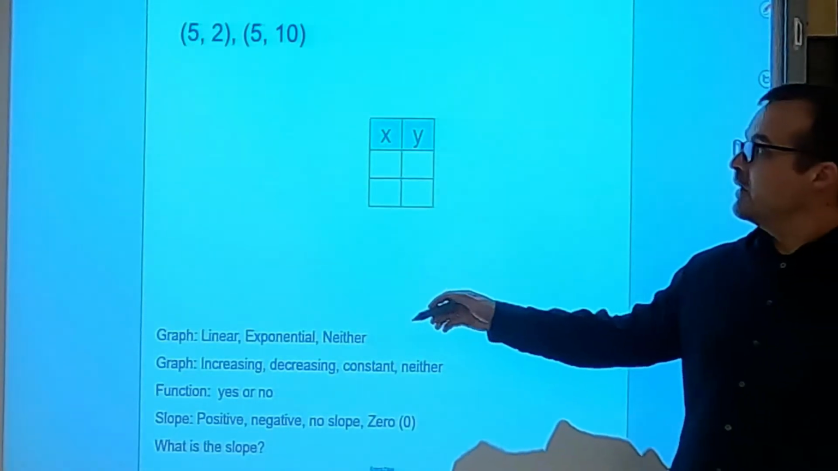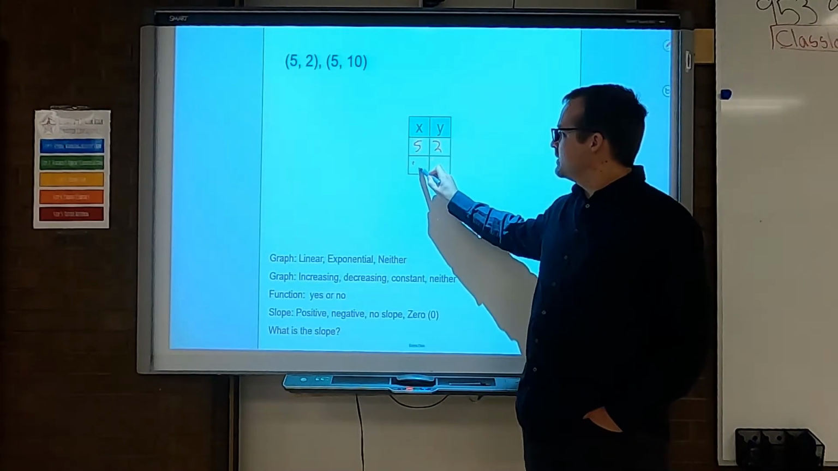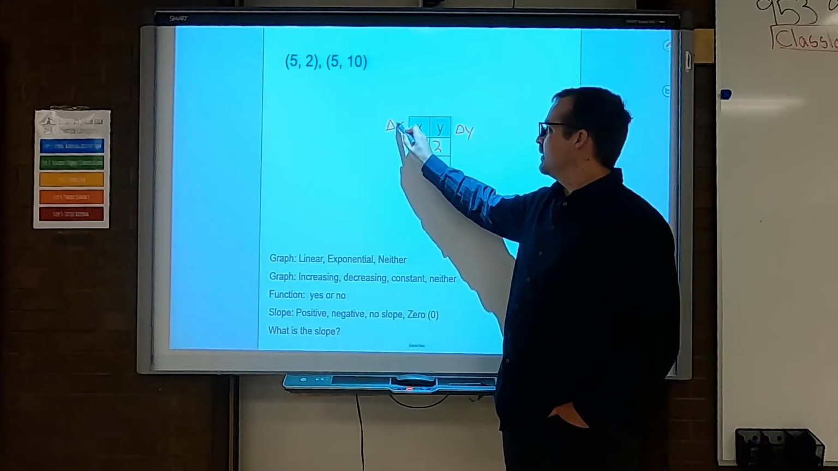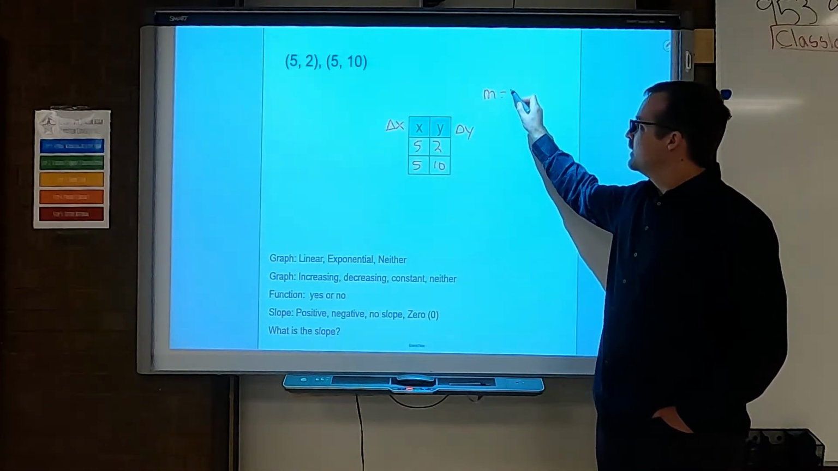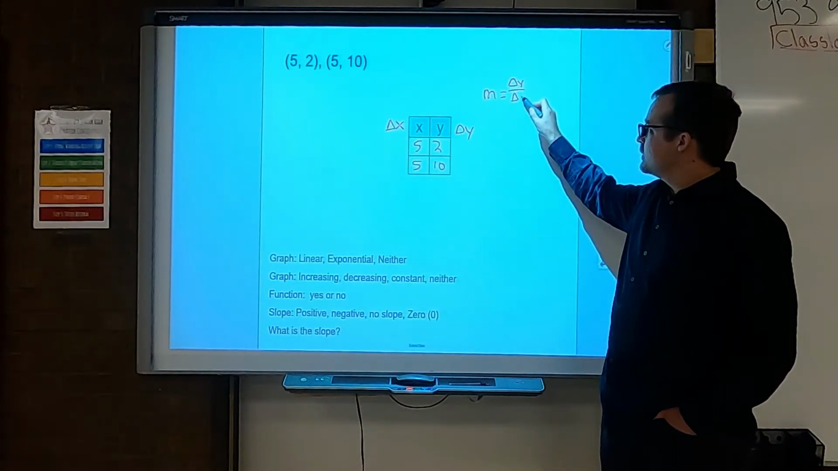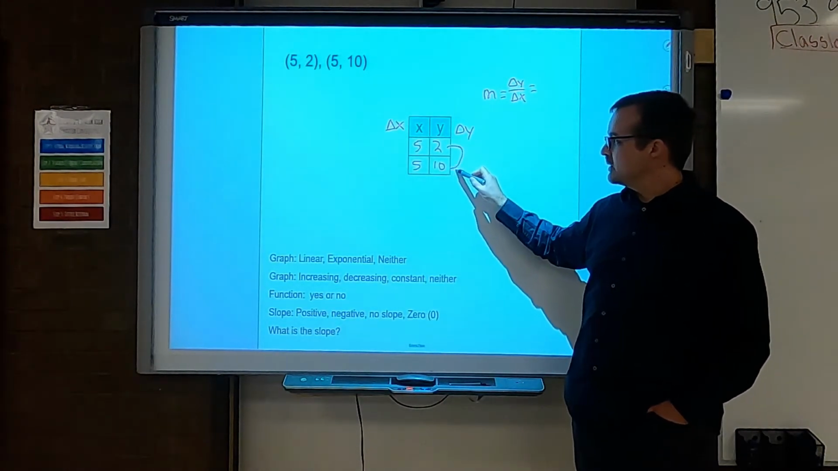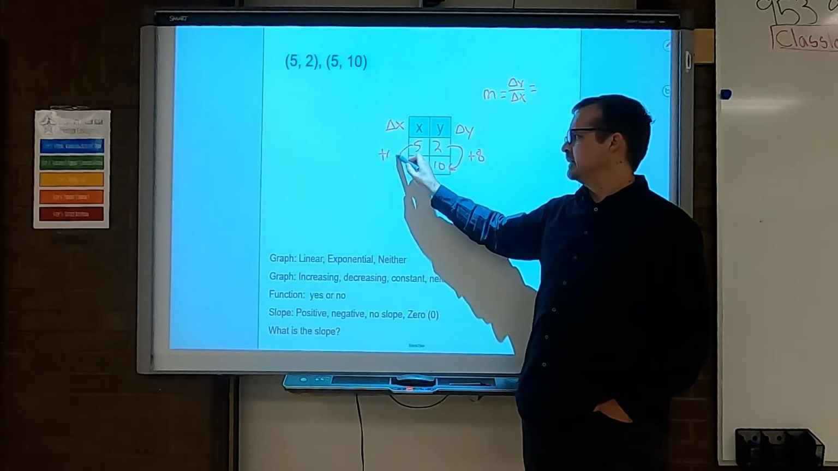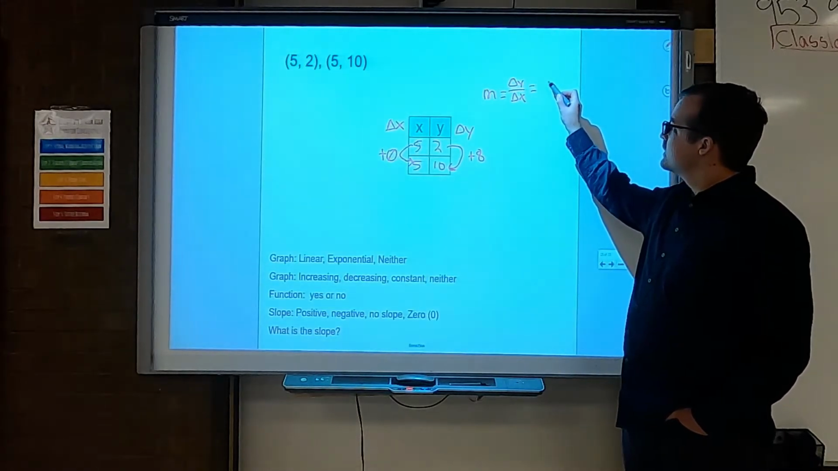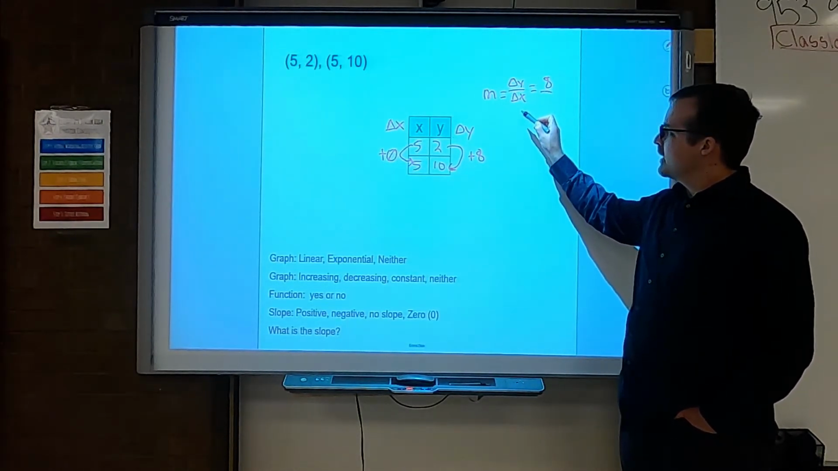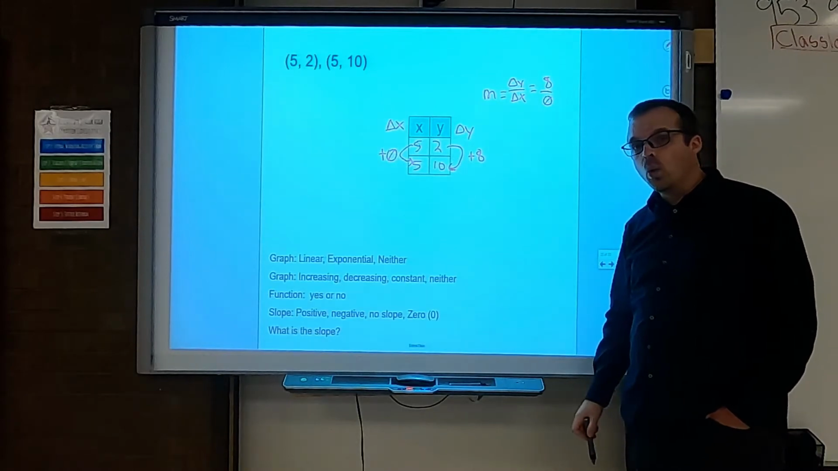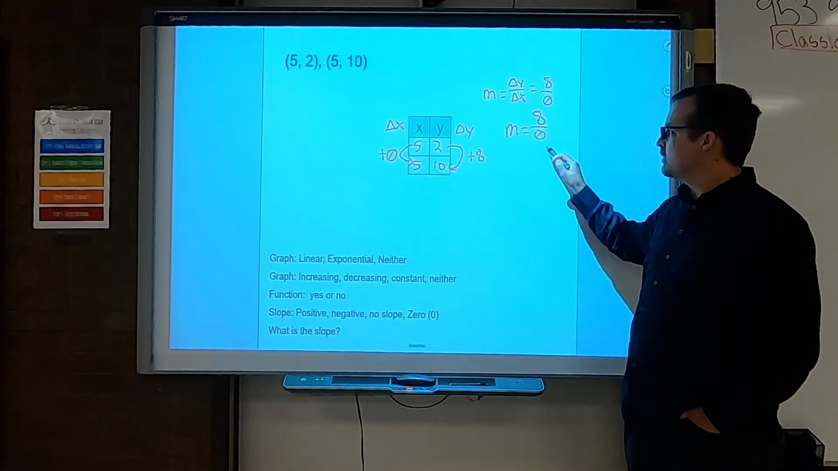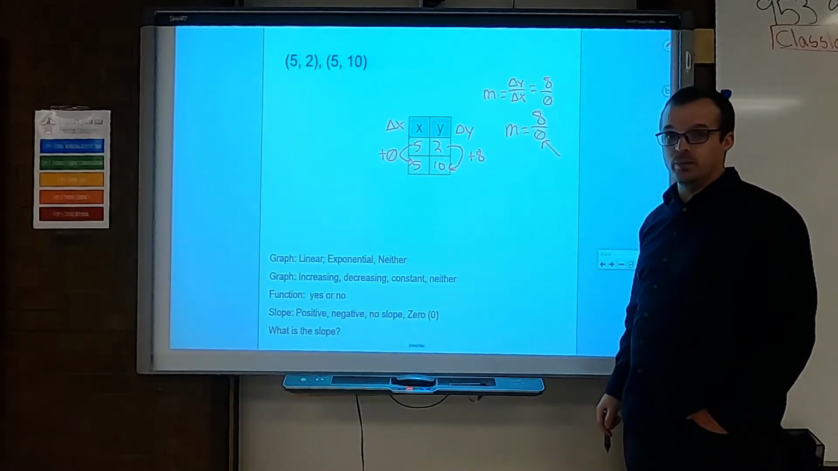All right, 5, 2, and 5, 10. Again, we're always looking for change in y over your change in x. So our slope is always your change in y over your change in x. Change in y, 2 to 10 is plus 8. 5 to 5 is plus 0. Our change in y is 8 over our change in x is 0. And then we go, uh-oh, what do you do? Well, 8 divided by 0, can you divide by 0 is the question. And the answer is no, not in math.